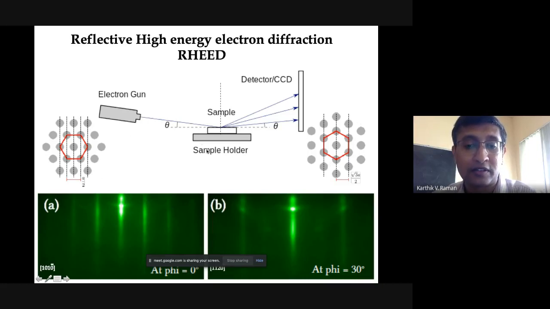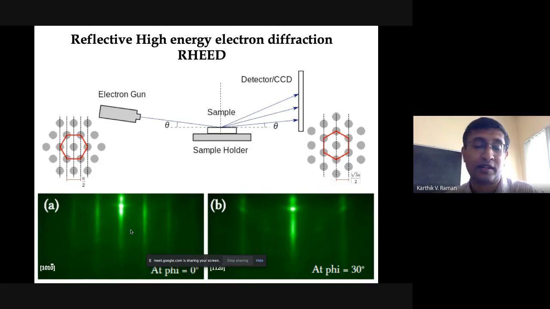So if you rotate your sample in-plane, from 0 degrees of phi rotation, you can go from a pattern like this to a pattern which is double spacing, and then it gets back at 60 degrees, you get back the same pattern. So that's a confirmation that you are actually growing epitaxially, and you don't really require XRD to confirm the epitaxial nature of films.